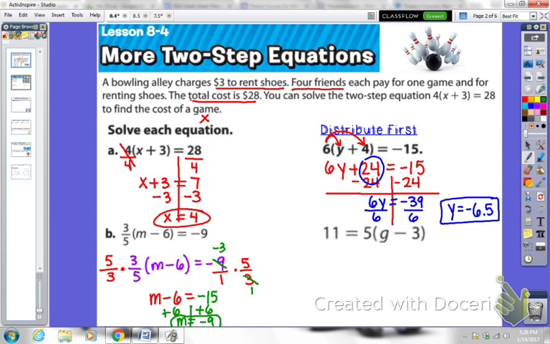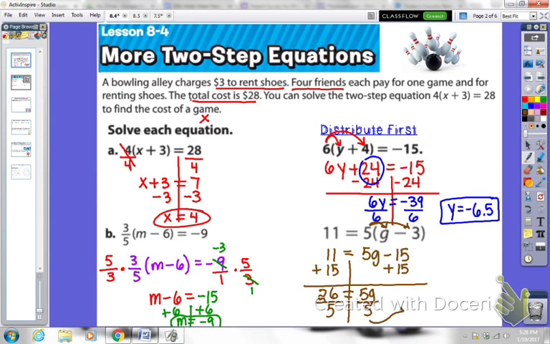And the last one I'll show you using the method 2. So I'm going to distribute the 5 to both of these terms. That stays 11. So this is 5g minus 15. Look on the side that has the variable. Undo the subtraction by adding 15 to both sides. You get 5g on this side and 26 on the other. And then divide both sides by 5. You get that g is equal to 5.2.